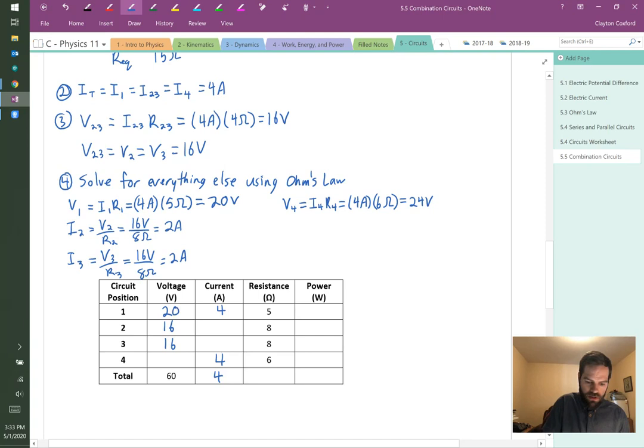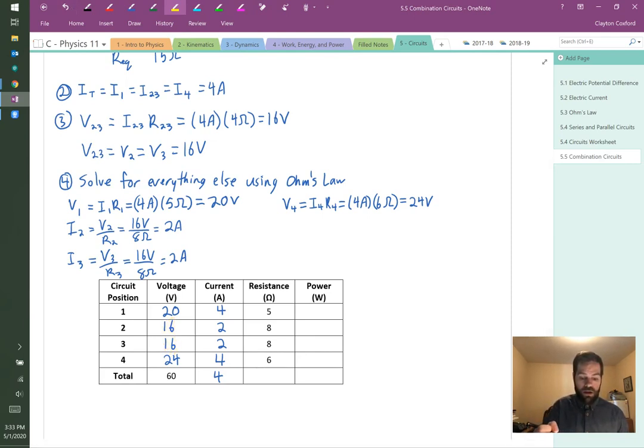So let's just fill these into the table here. 20 volts dropped across resistor 1, 2 amps through resistor 2, 2 amps through resistor 3, 24 volts across resistor 4. Notice that the totals of the voltages, 20 plus 16 plus 16 plus 24, does not equal 60. But 20 plus 16, the voltage drop across that parallel branch, plus 24, does equal 60. So remembering that these two were in parallel to each other, they had the same voltage drop across them.